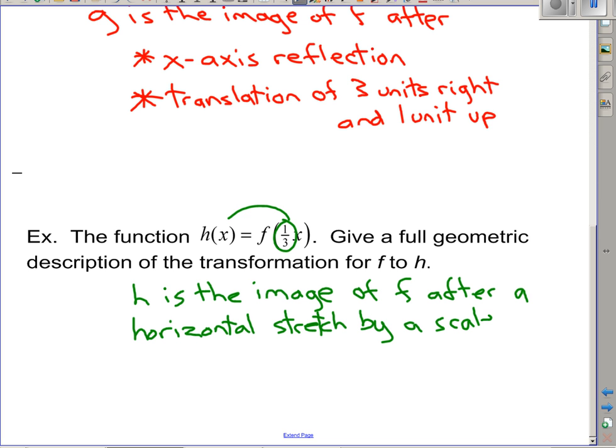And you need to say a stretch by a factor of, or ideally by a scale factor of 3. Okay, the reciprocal of that 1/3. If you just say after a stretch of 3, well, it's not clear whether we're stretching it by 3 units or making it 3 times as wide. It should be 3 times as wide, so that's why we say by a scale factor of 3.